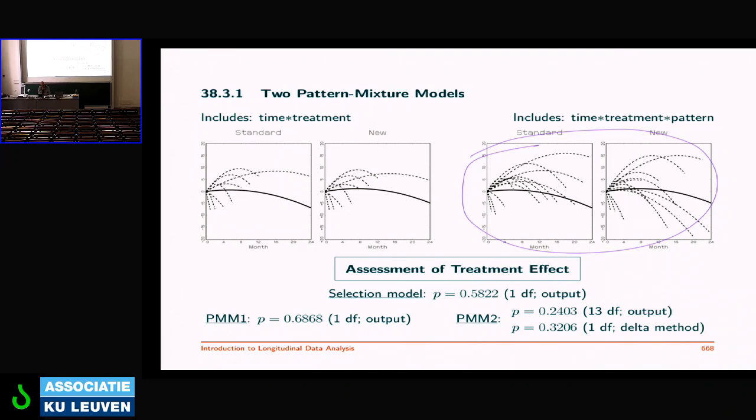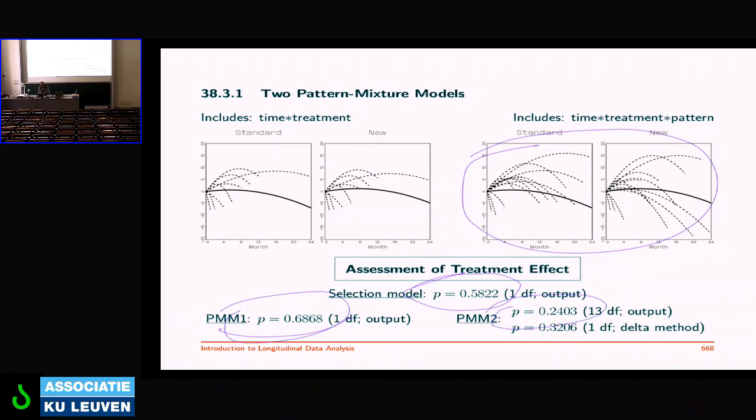So the treatment effect in the selection model was, and I'm just repeating that, 0.58. The first pattern mixture model produces 0.69. Because you have a time by treatment effect, but no time by treatment by pattern effect, there is a simple, single, unambiguous assessment of treatment effect.